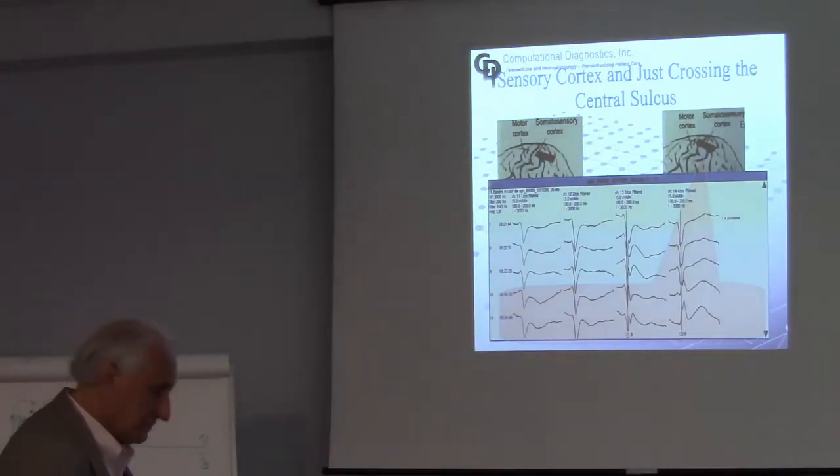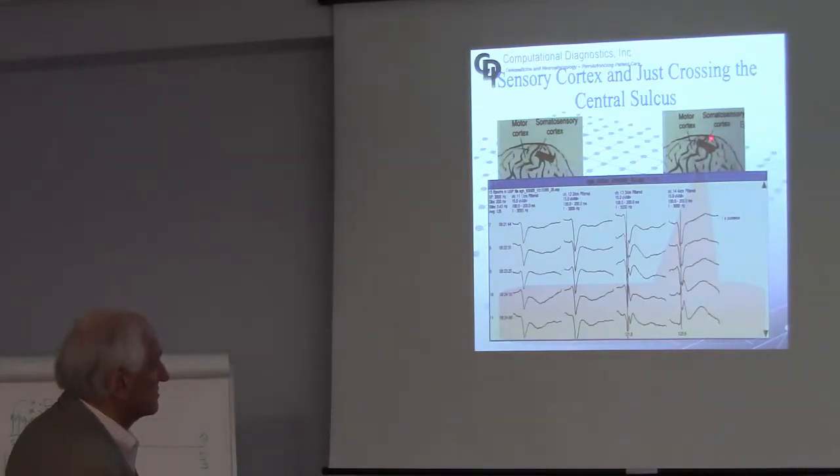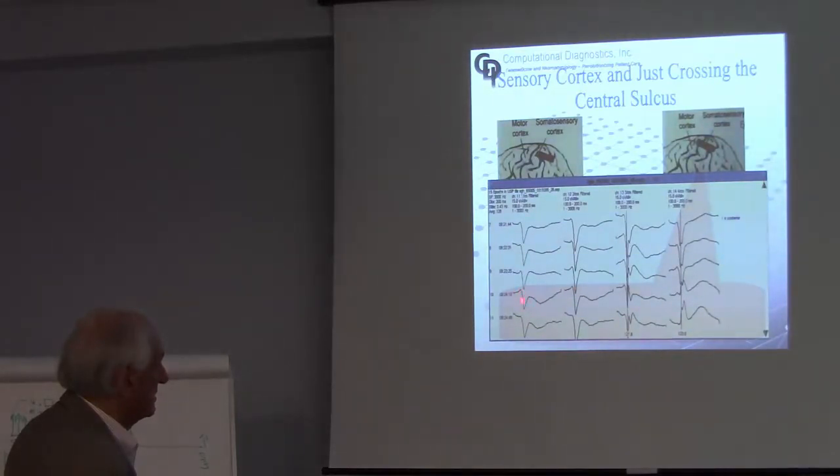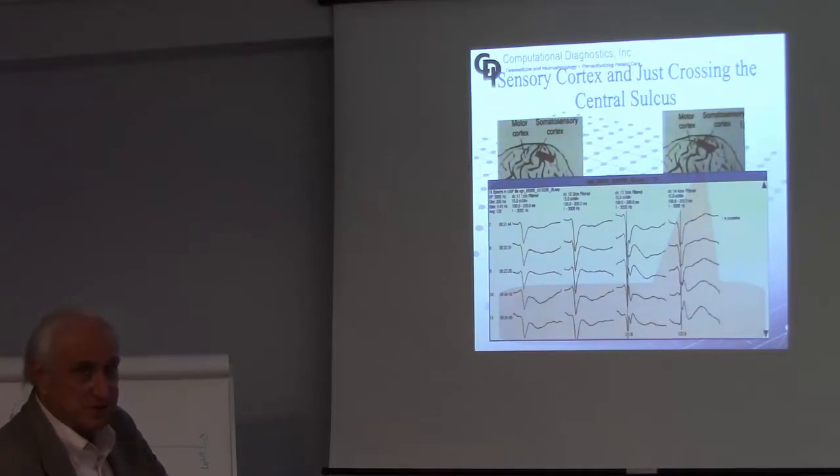So the grid is slid forward. Same kind of thing. Here's our somesthetic cortex. Here's the motor cortex. This data refers to that. Again, this is over the somesthetic area, N20, N20, and then you start to see phase reversal come in. And so this contact, which is this very frontal contact, is directly over the motor cortex. This contact is probably right at the central sulcus, and this contact is sensory cortex.